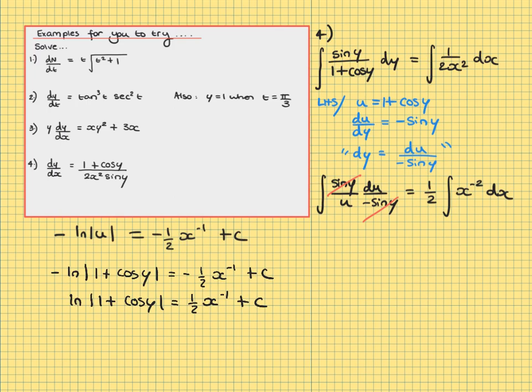Again, I'm not going to write minus c here, it's just another constant, it doesn't really make a huge difference. And then e to the power of both sides gives us 1 plus cos y equals e to the half x to the negative 1 plus a constant. Not the nicest of answers here. I'm going to leave it as it is here.